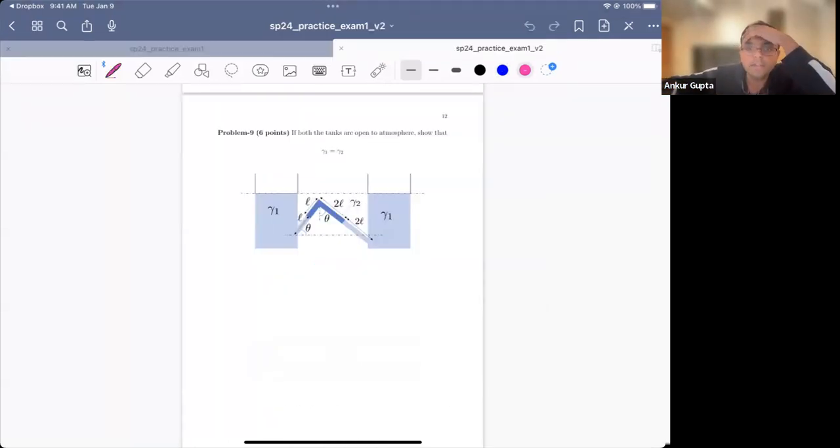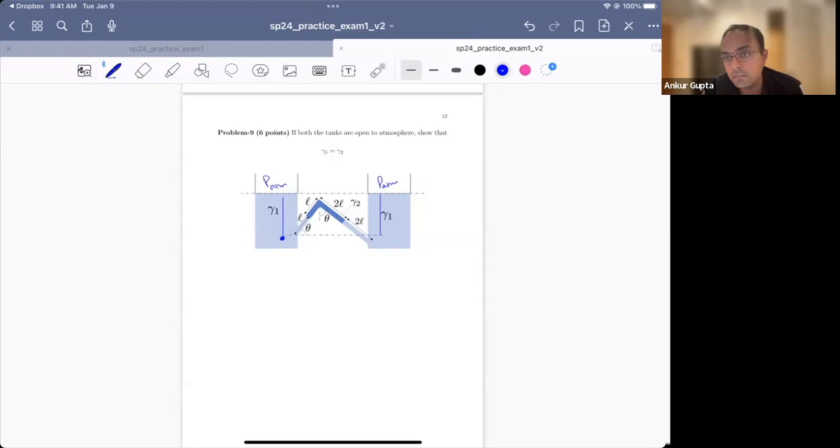Now we have these two tanks and they're both open to atmosphere. So the pressures here are P atm and P atm. And the question says we have to show that gamma 1 is equal to gamma 2 for this to be balanced. So what's really going on in the system? The pressure is essentially P atm. So if I go down here, the pressure here is going to be constant, the same as the pressure there.